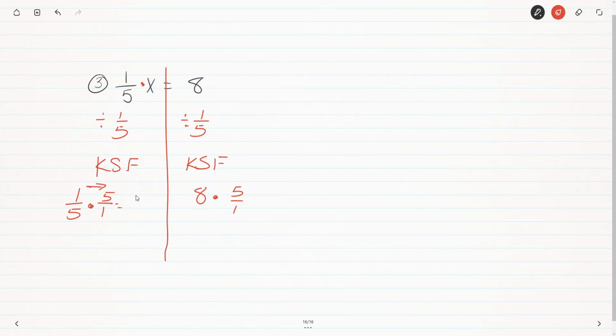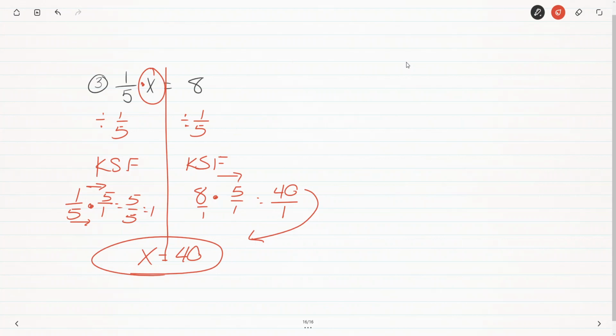1 times 5 gives me 5. 5 times 1 gives me 5. So I'm just left with 1x. So x just comes to the bottom. Now I multiply here. 8 times 5 gives me 40 over 1. And 40 divided by 1 just gives me an answer of 40. All right, let's check our work.